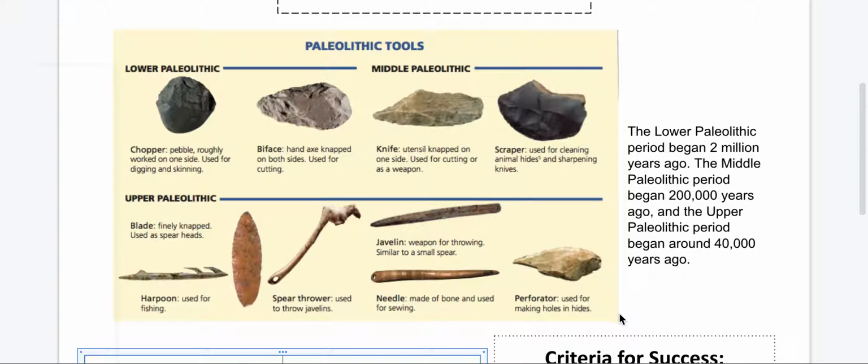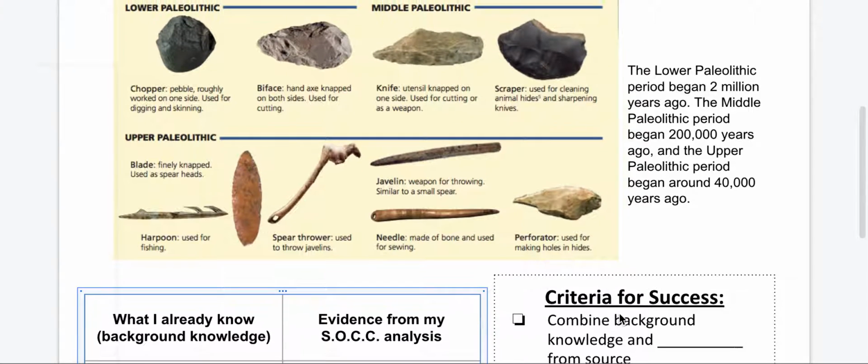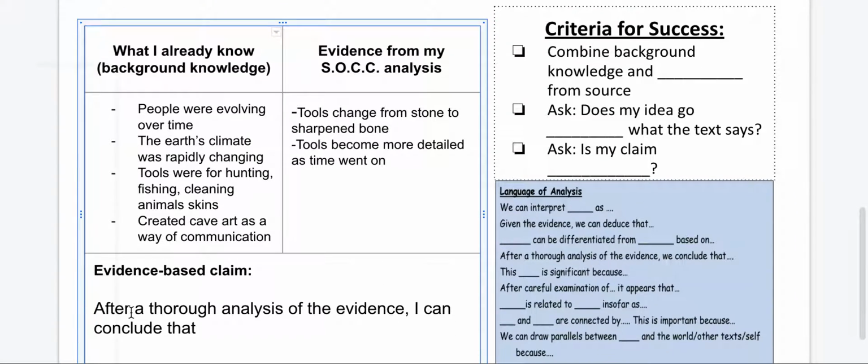Okay, so I've done my analysis. I'm ready to write my claim. I know that a claim is a combination of two things: what I already know, my background knowledge, and evidence from the SOC analysis. So I started by just jotting down what I knew about prehistoric people, the Paleolithic era.